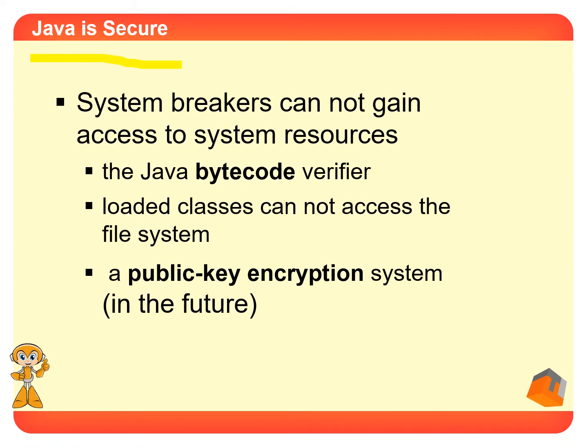Next, Java is secure. System breakers cannot gain access to system resources, such as the Java bytecode, loaded classes, and a public key encryption system. Java was created to run in various environments, even in those where security is a top concern. To address this, Java lets you construct network applications that can be secured from intrusion by unauthorized code attempting to invade the network.